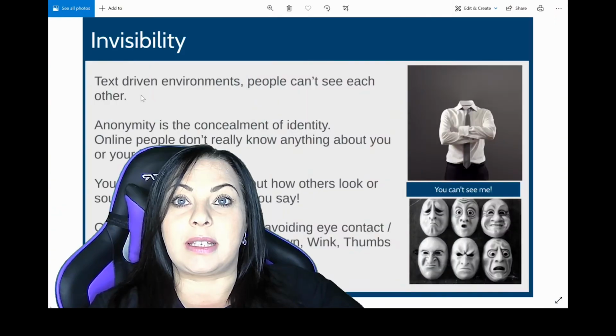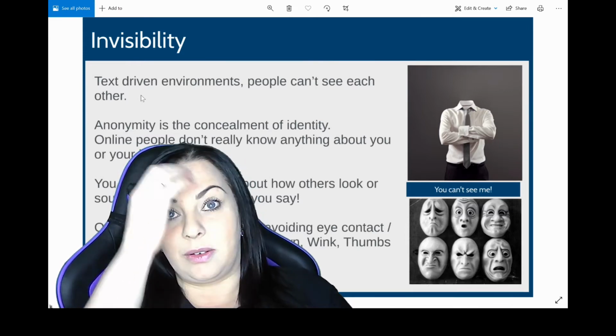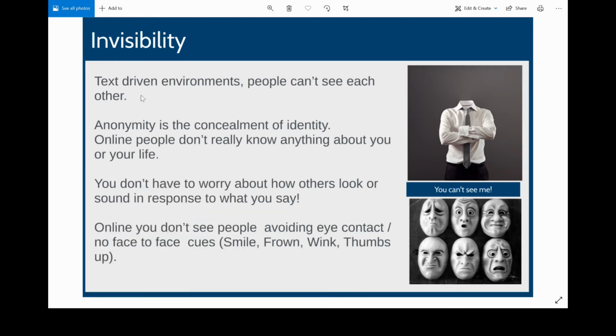So invisibility is quite important, and it has quite a lot of different points that I'd like to just pick up on if possible. So the first thing that I would like to pick up on is the fact that in text-driven environments, people can't see each other. So invisibility is quite important in that respect. The next thing is anonymity, the concealment of identity. Online people don't really know anything about you or your life. So you could portray something that you are not, for example. You don't have to worry about how others look or sound in response to what they say.